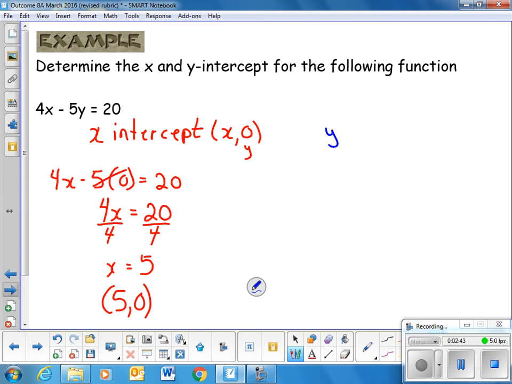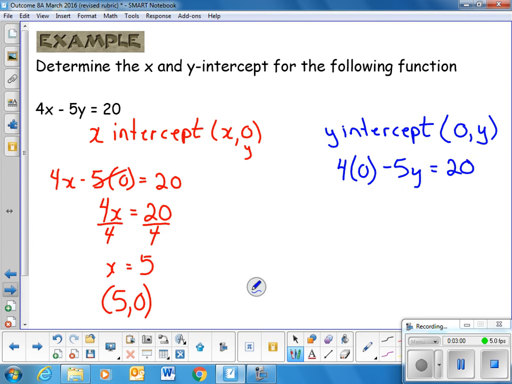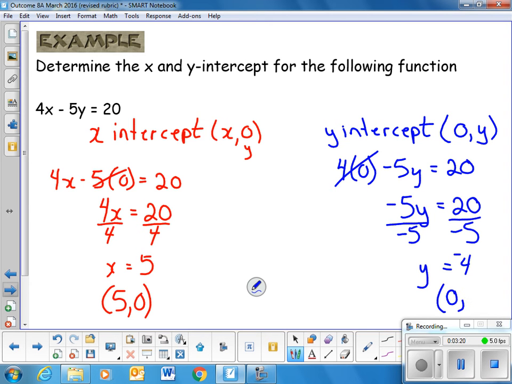Our y-intercept will be of the form 0 and y. So this time we're going to put 0 in for x. So it's 4, and instead of x we have 0, minus 5y equals 20. Again, 4 times 0 is 0, so that's gone, leaving us with negative 5y equals 20. To get the y by itself, we're going to divide both sides by negative 5, and we end up with a y value of negative 4. The point then is the point 0, negative 4, for our y-intercept.